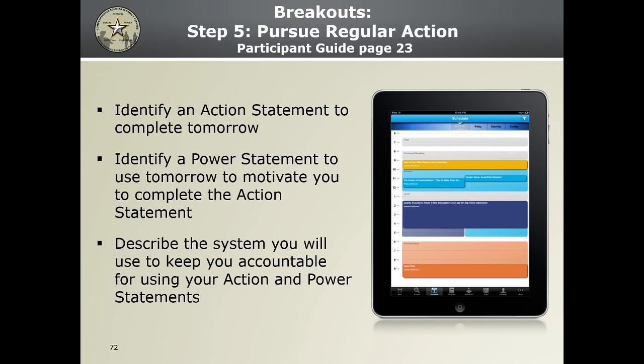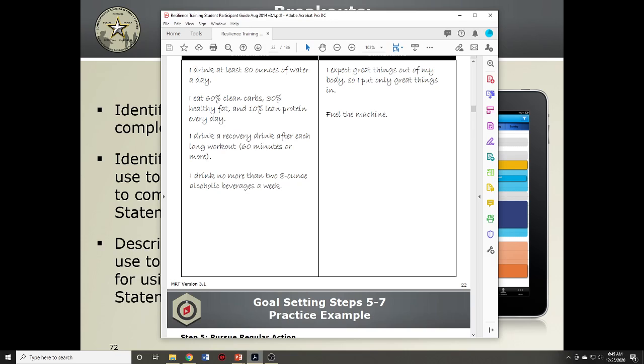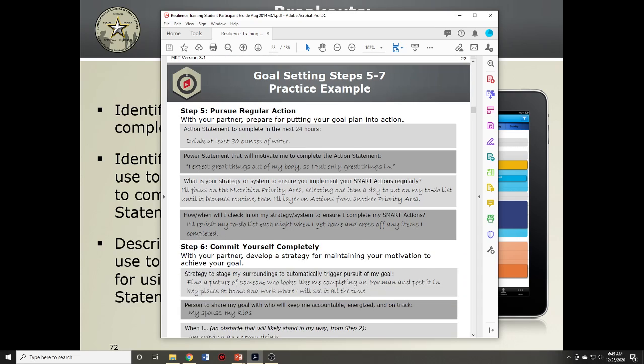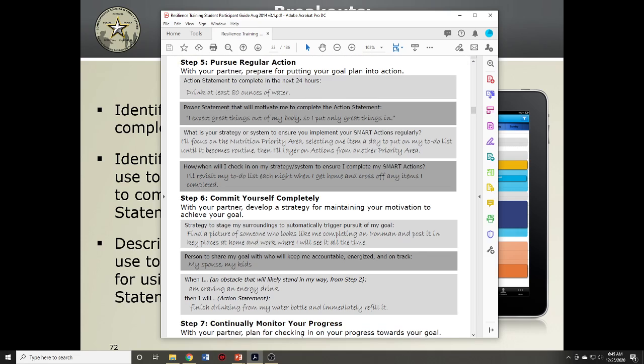So the idea here is to identify an action statement that you can complete today or tomorrow, and to identify a power statement to use today or tomorrow to motivate you to complete that action statement. So let's go back to the example here with my half Ironman. Something that I can do, action statement to complete in the next 24 hours: drink at least 80 ounces of water. That's totally doable in a day.